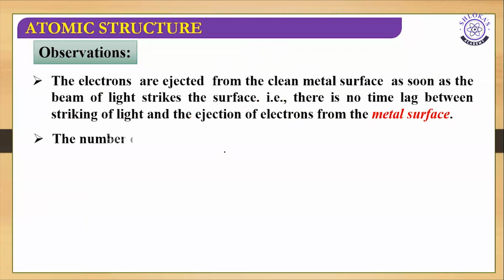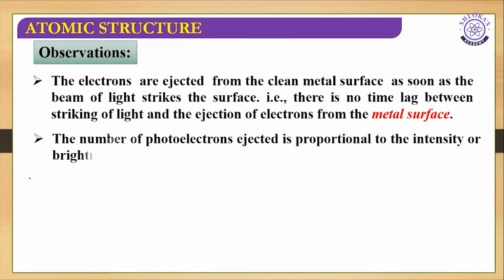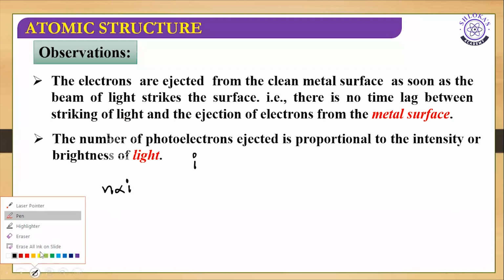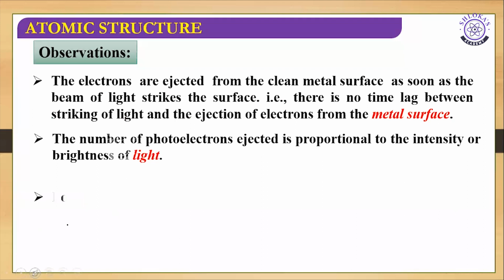Second observation: the number of photoelectrons ejected is directly proportional to intensity. Intensity is nothing but the number of photons per unit area, or brightness of the light, right? So if I denote this intensity with I, the number of photoelectrons n that are coming out from the metal surface is directly proportional to the intensity or brightness of that light. Okay, and what will be the third observation?